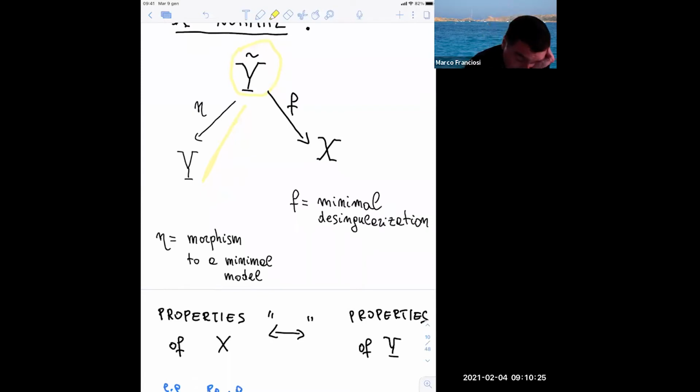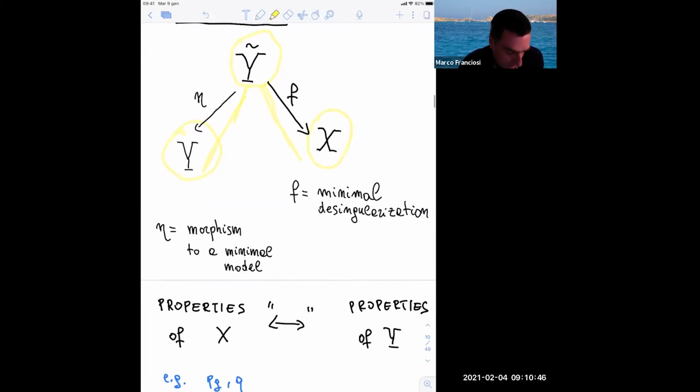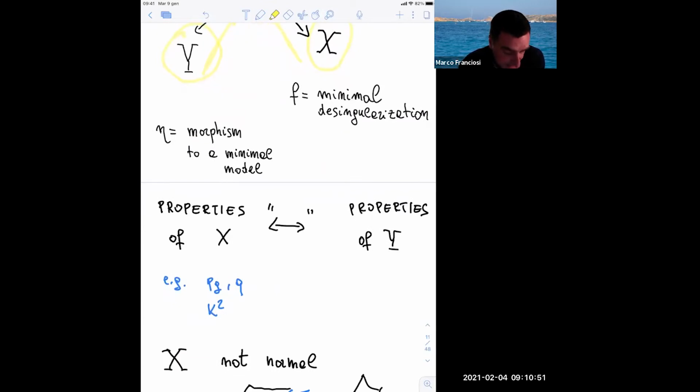So this is, as Julie explained yesterday, we have on one side a smooth surface, and on the other side, we have our stable surface. For us, it's simple to study a smooth surface. So we want to analyze the properties of X via the properties of Y. For instance, we can estimate the p_g, the irregularity q and K squared, looking at what is happening on Y.